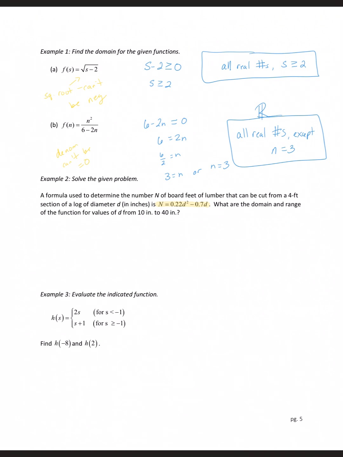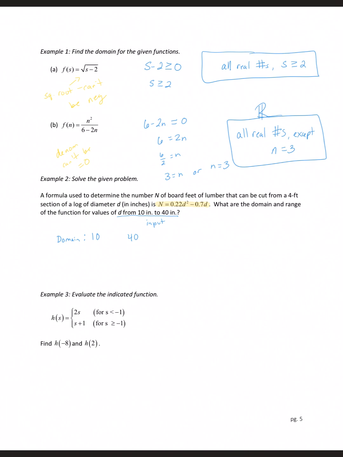It asks us what are the domain and range for the function for values of d from 10 to 40. These would be our input values because it wants us to put these values of d into this function to calculate our n. Therefore, our input values are our domain values. So we don't even have to do any work to calculate our domain because it tells us right there. So our domain values are going to be all values from 10 all the way up to 40.